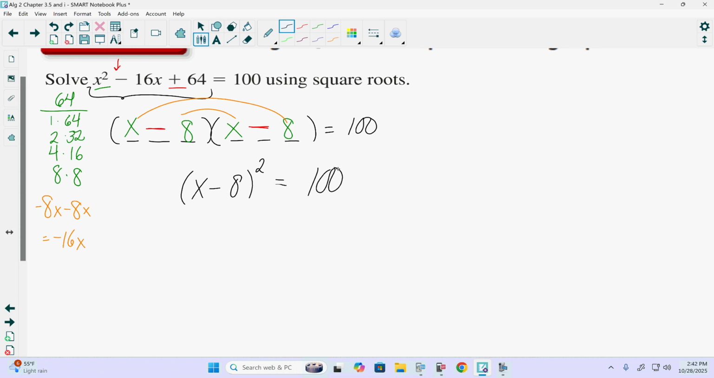Well, wait a minute. Now can we do the square root method with this? Well, yes. Now the whole reason we could rewrite x squared minus 16x plus 64 as x minus 8 squared is because this here is what we call a perfect square trinomial. Perfect square trinomials can be rewritten as a single set of parentheses squared.